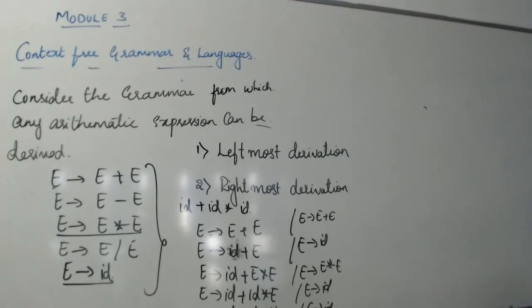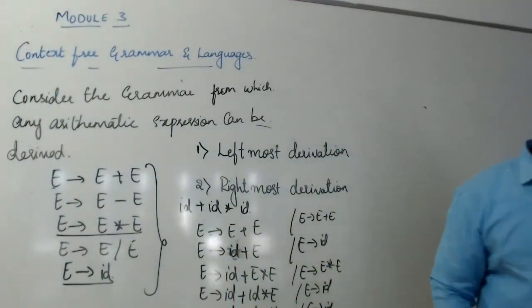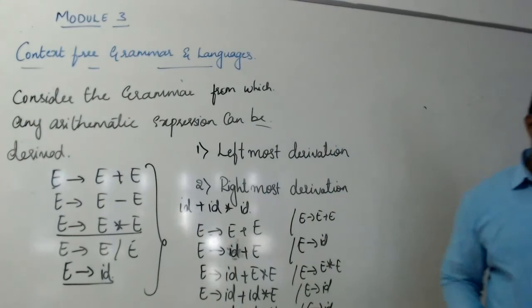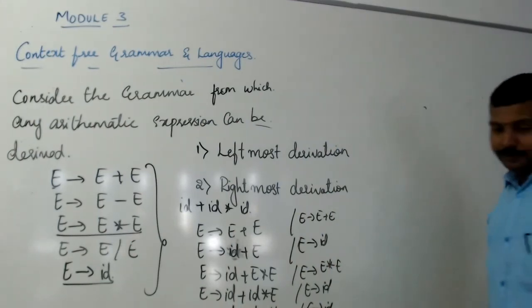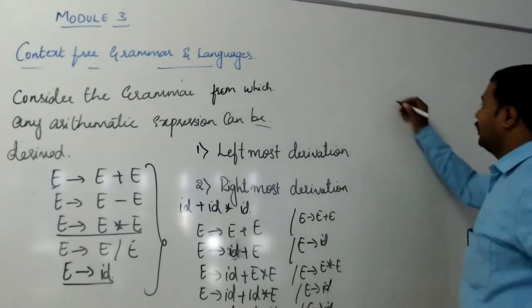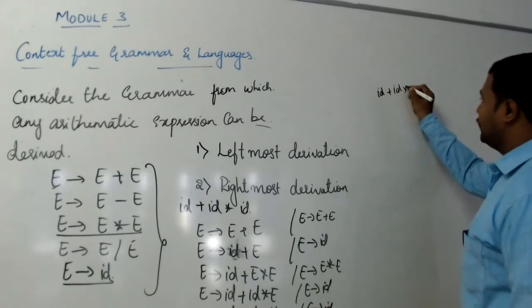Okay. Next we'll see what the rightmost derivation is. Rightmost derivation is the process of obtaining strings of terminals from a sequence of replacements such that only the rightmost non-terminal is replaced with a set of terminals. So the same example I will be taking and I'll try to solve it: id plus id star id.